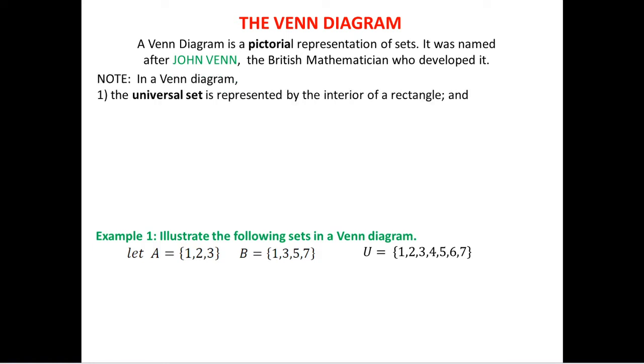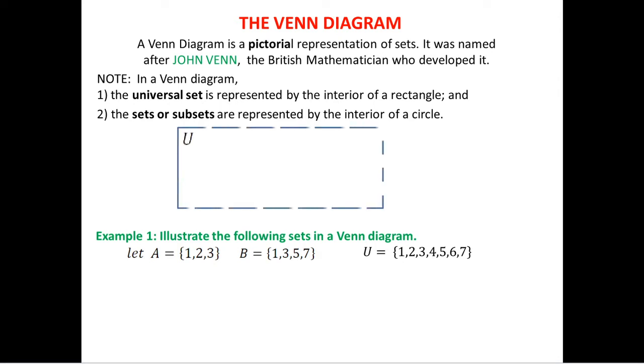So in a Venn diagram, the universal set is represented by the interior of a rectangle and the sets or subsets are represented by the interior of a circle. So this is how we draw a Venn diagram. We draw a rectangle and we mark inside U, our universal set. So everything inside the rectangle is part of the universal set. And then we draw our sets represented by circles.